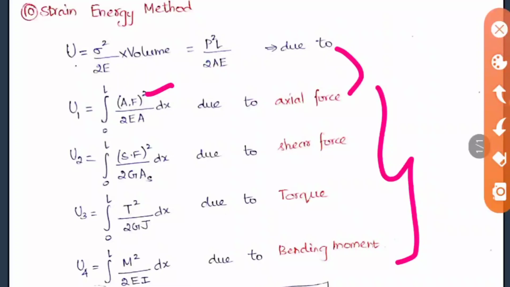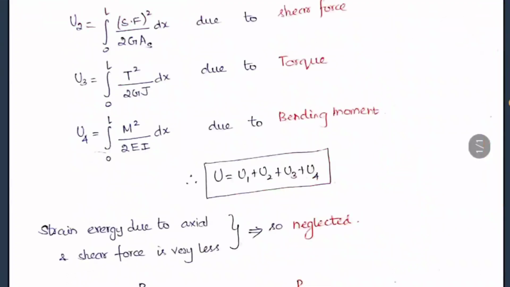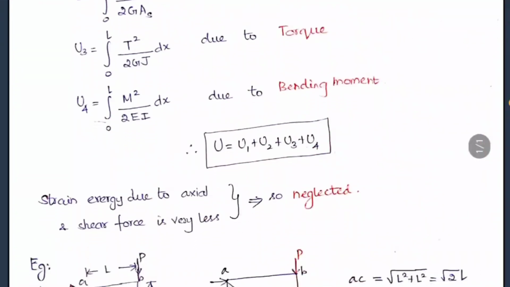The last one is due to the bending moment: M square, that is moment square, divided by 2EI, where I is the moment of inertia. The summation of these four, U1, U2, U3 and U4, gives the total strain energy of any structure. The strain energy due to axial and shear force will be very small, so we can neglect it while calculating the problems. We'll see an example so that you'll be clear with the concept.